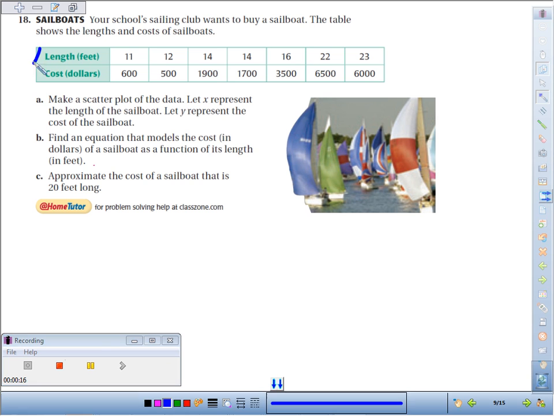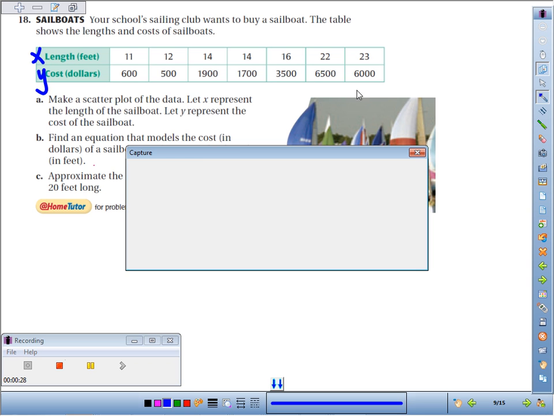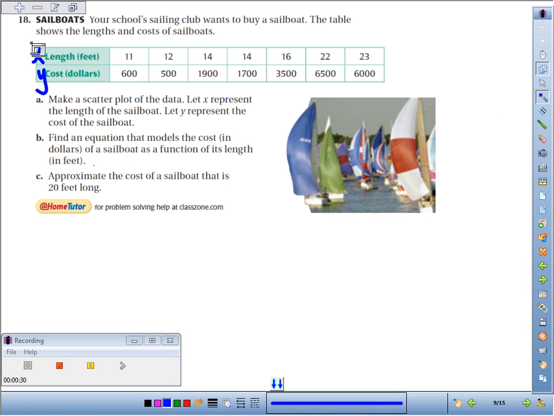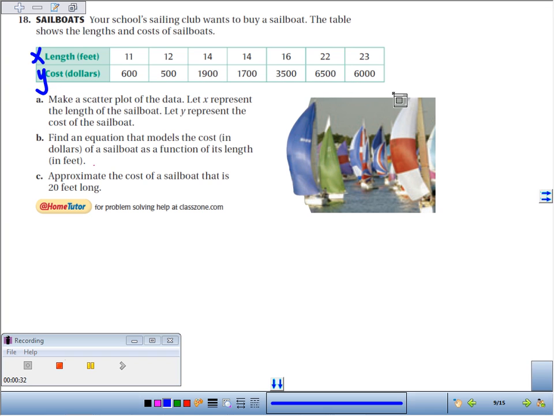Let X represent length. Let Y represent the cost. And then we're going to find an equation that models the cost depending on the length, and then we're going to use it to predict how much a 20-foot long boat would cost. So our first step needs to be making a scatter plot of the data.